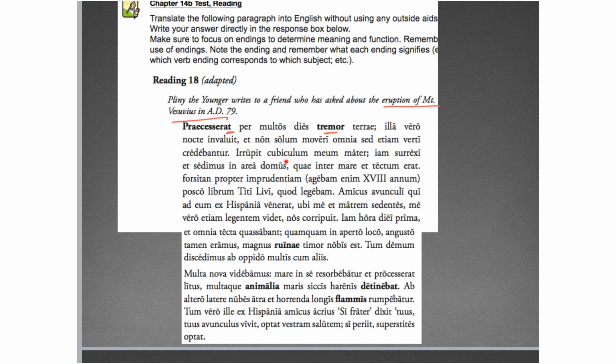So erupit cubiculum meum mater, iam surrexi et sedimus in area domus, quae inter mare et tectum erat. So Mom burst into my room, my bedroom. All right, so Mom burst into my room. All right, I then got up, and we sat in the area of the house which was between the sea and kind of the roof of the house itself. All right, and I will let you do the rest.